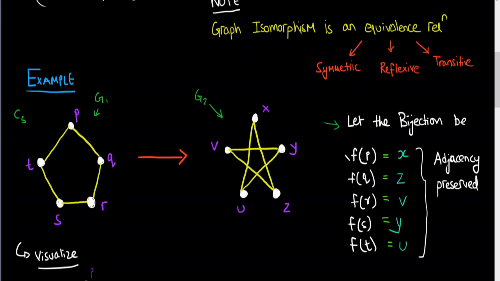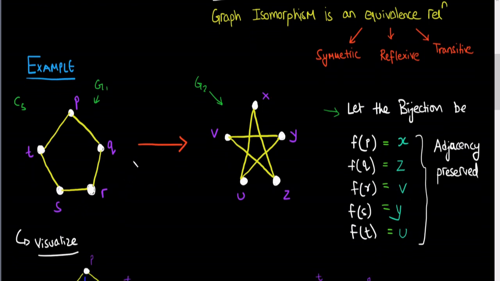So I'm defining the bijection to be like this, mapping the individual vertices of my graph G1 to my graph G2. And if you see, take graph G1: p is adjacent to q and t, and in graph G2, f of p, that is x, is adjacent to f of t and f of q, that is u and z. So x is adjacent to u and z. That means adjacency is preserved in this bijection. And since adjacency is preserved and this is a bijection because it is injective and surjective, we say that these two graphs are isomorphic.